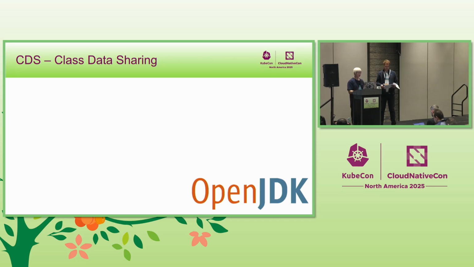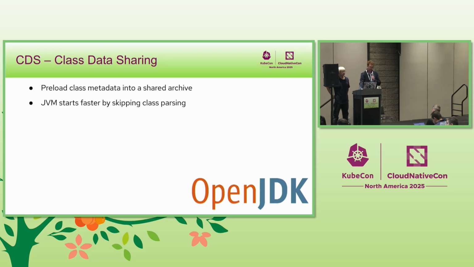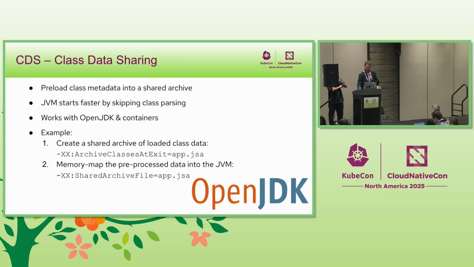And then moving to CDS. CDS is going to help you preload class metadata into a shared archive. It's going to help the JVM start up faster by skipping class parsing and some of the loading. This works with OpenJDK and with containerized workloads. I have an example here of how you'd activate this. You could use the archive class at exit parameter, and then you memory map the preprocessed data back into the JVM with this other flag here.